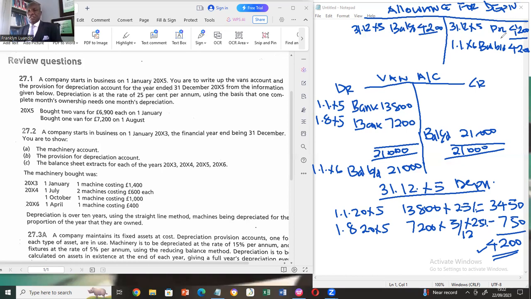This is the fourth series. In the fifth series, we'll be looking at the disposal of non-current assets, profit or loss on disposal of non-current assets.